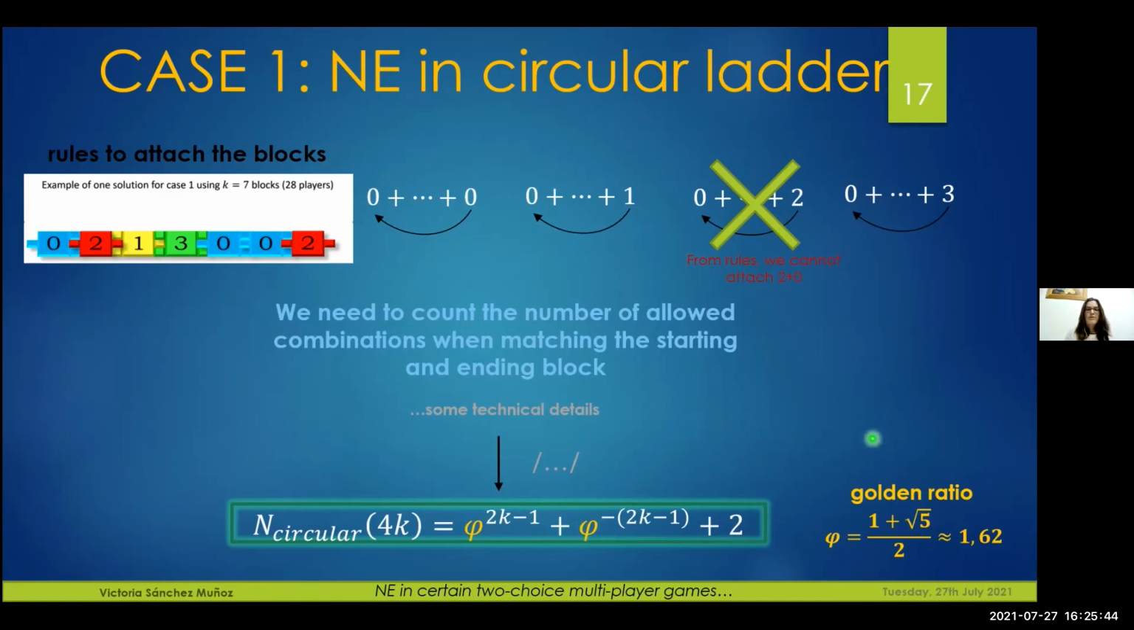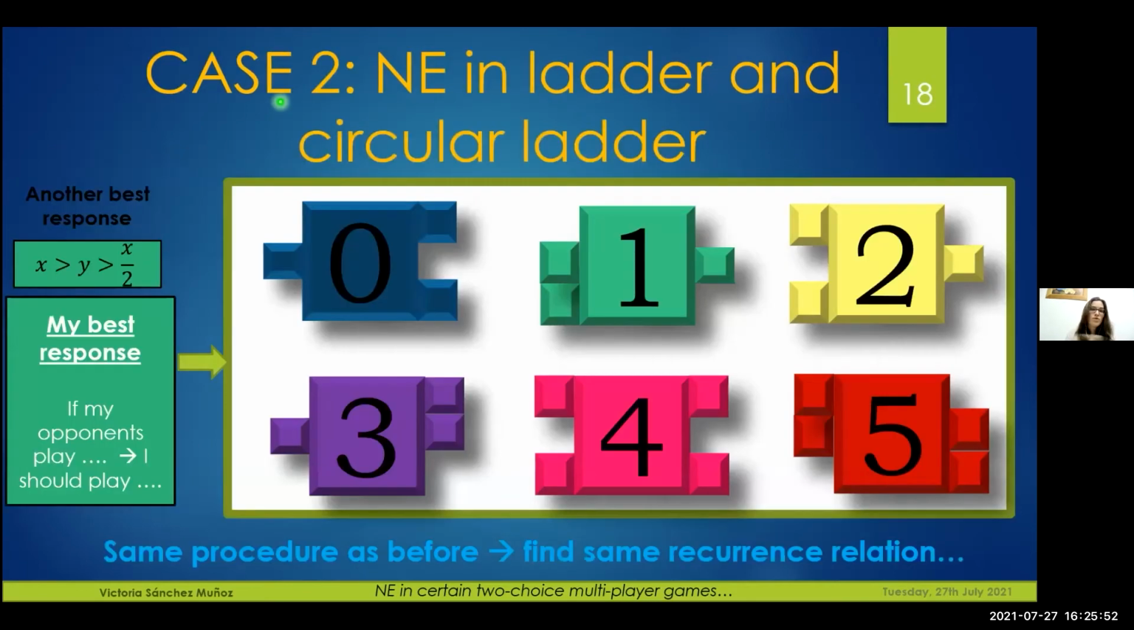Okay, so great, we have found those two. Remember that this was for case 1, right? But we had 2 cases. Well, for case 2, we have another list for the best response. It's different, and this means that we have different blocks. We have, in this case, 6 different blocks and other rules to attach them. But the procedure is completely analogous to what we just did. And we find the same recurrence relation.